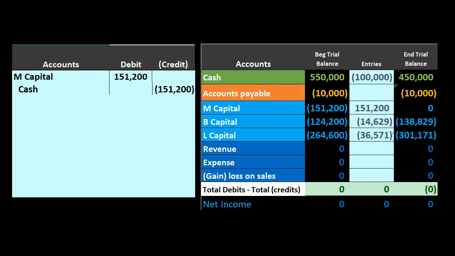Our accounting equation is still in balance, our trial balance still in balance. In other words, assets minus the liabilities still equaling the equity. Also note that net income is not affected here. So although cash went out, it's not going to be like an expense to the partnership. In other words, the partnership paid cash to the partner for the partner to leave, but that cash is not, of course, an expense. It's not going to be reducing net income.